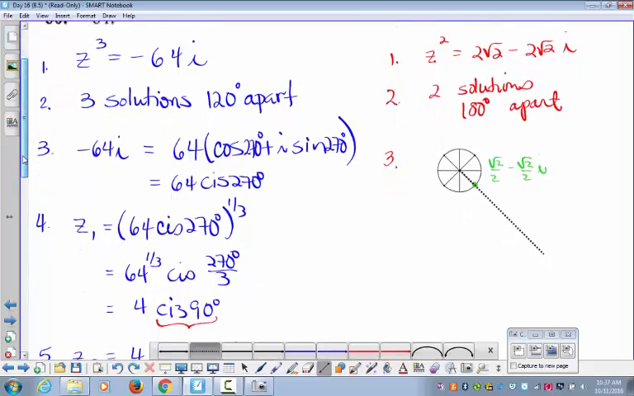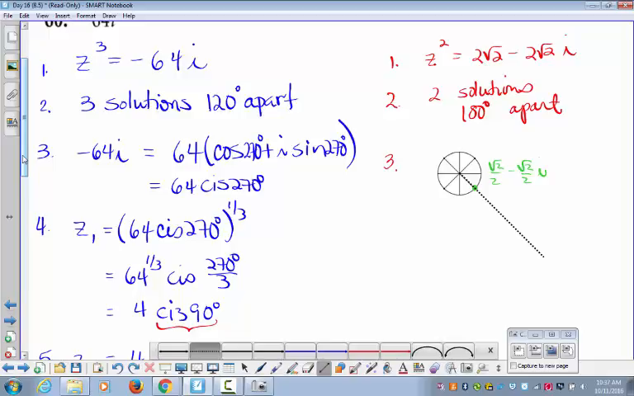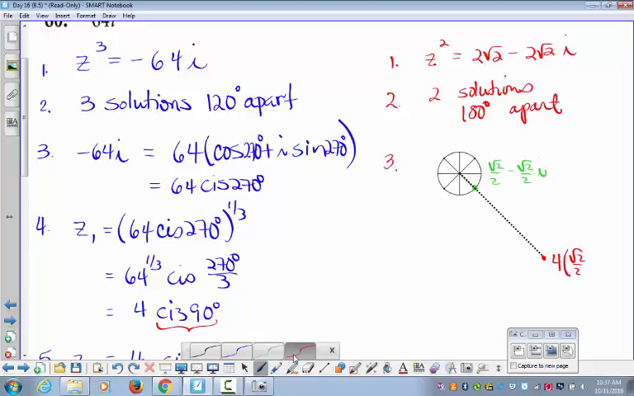What is the R value for that number? What would you multiply the unit circle value in quadrant 4 by to get that? 4, right? If you multiply this by 4, 2 goes into 4 twice and you get 2 root 2. So 4 is the scaling factor. So our number is sitting down here 4 units away. So it's going to be 4 times root 2 over 2 minus root 2 over 2 i. That's going to give us the number 2 root 2 minus 2 root 2 i. Yep, so it's 4 units away.